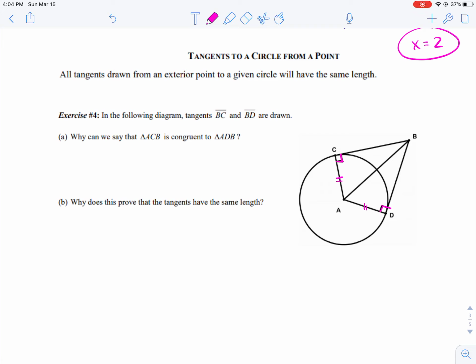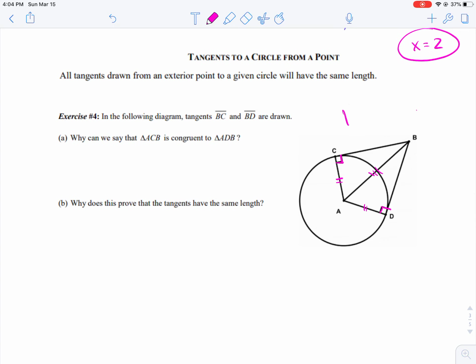In order to prove two triangles are congruent, and they have a right angle, technically we can't say angle side side, right? We are not allowed to do that. This one is not allowed. So, because we can't use angle side side, because we have a right angle, I can say that by hypotenuse leg, triangle ACB is congruent to triangle ADB, okay?